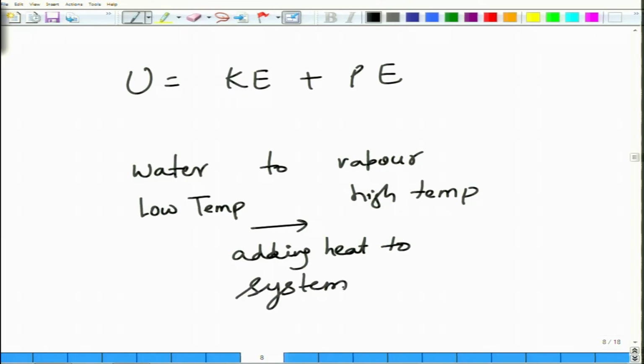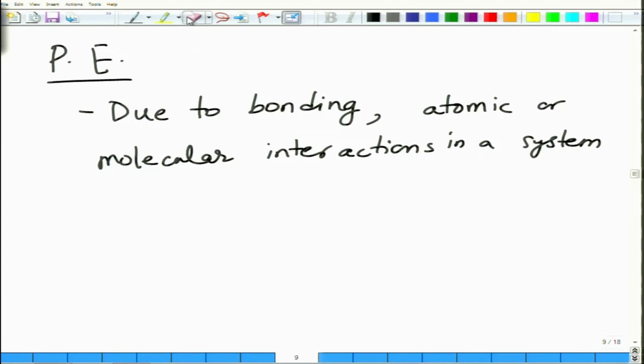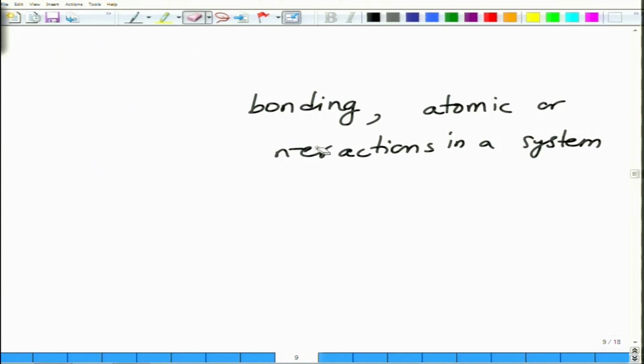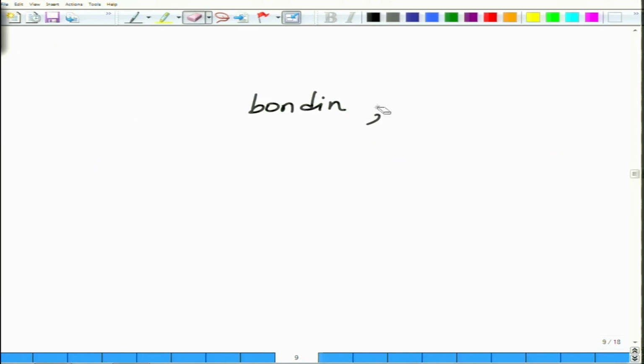So, your internal energy will go up as you go from water to vapor. Similarly, let us say if you heat a solid, you increase its energy because you add heat. Similarly, if you heat, for example, a tungsten filament bulb, the tungsten filament becomes red hot, which means its internal energy increases, and as it cools down, its internal energy decreases. So, now if I just give you the signs of these energies.